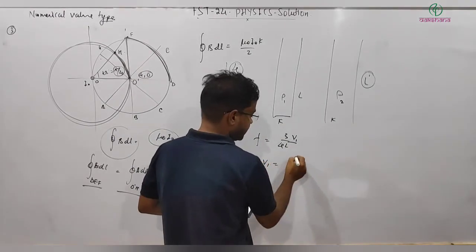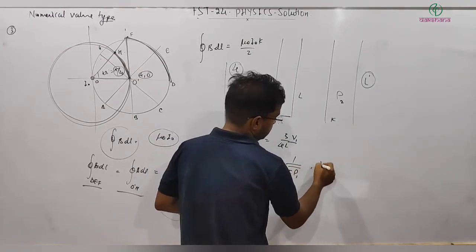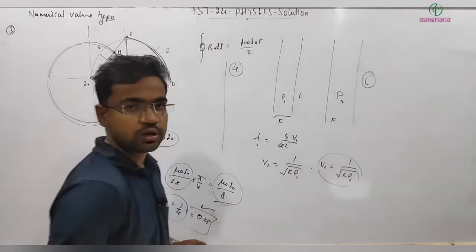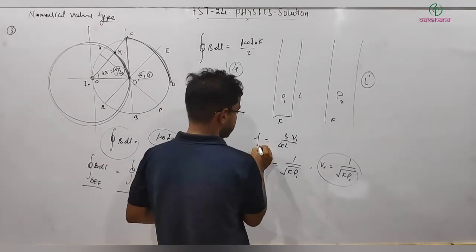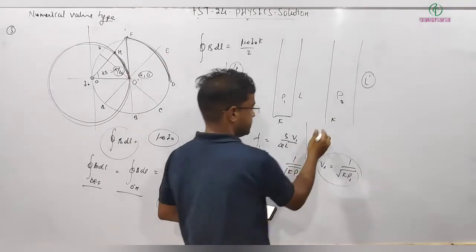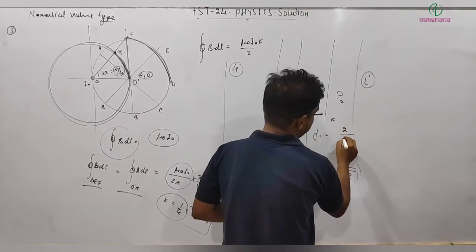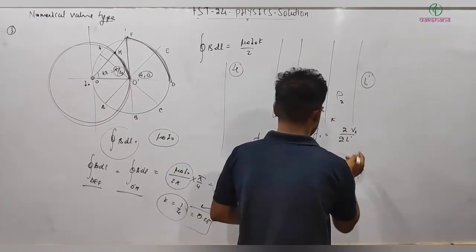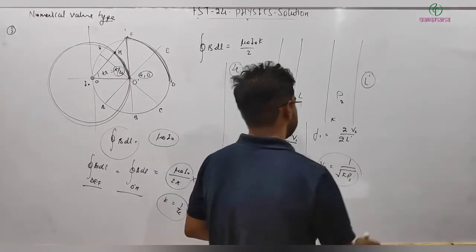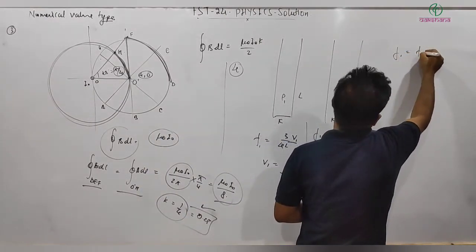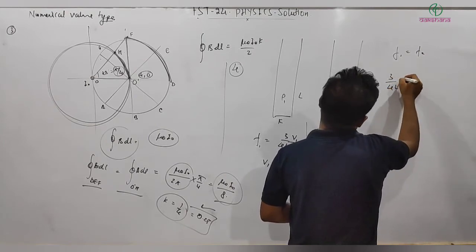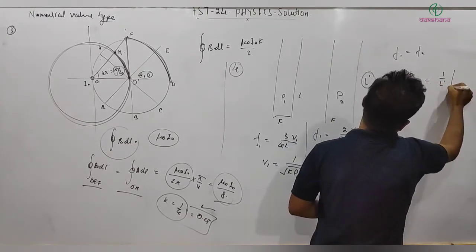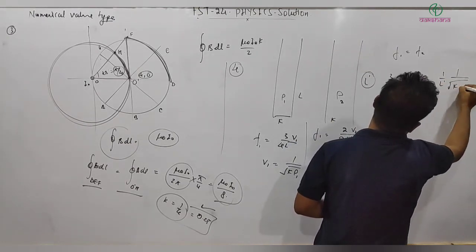And what is V1? V1 can be written as 1 by under root K into rho 1. Similarly, V2 will be written as 1 by under root K into rho 2, because K is the compressibility, which is given as the same for both pipes. So we got F1 for the first overtone. Similarly, F1 for the open pipe will be 2 divided by 2 L prime, its length is L prime, into V2. Now these two frequencies are equal, it's clearly mentioned. So F1 equal to F2: 3 by 4 L into 1 by under root K rho 1 equals 1 by L prime into 1 by under root K rho 2.